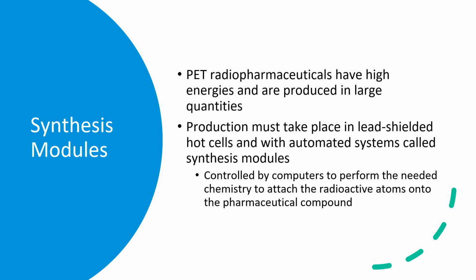And then because it is so radioactive, the tagging that occurs to make the radiopharmaceutical is done in automated machines or automated systems that are called synthesis modules. And these are controlled by computers to perform the needed chemistry and attach the radioactive atoms to the radiopharmaceutical compound. This saves the radiopharmacist from having to handle very high amounts of radiation.